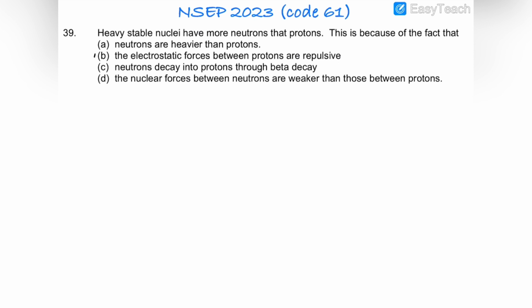So the correct answer will be option B only. And we know that the nuclear force between neutron and proton is equal. In fact, the nuclear force between proton and proton, and neutron and neutron, is also the same. Okay, now we move on to the next question.